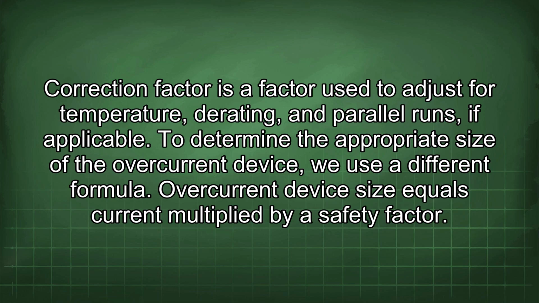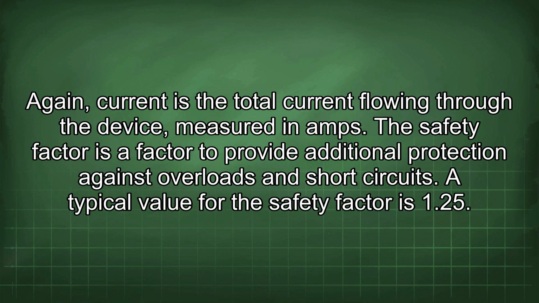To determine the appropriate size of the overcurrent device, we use a different formula. Overcurrent device size equals current multiplied by a safety factor. Again, current is the total current flowing through the device, measured in amps. The safety factor is a factor to provide additional protection against overloads and short circuits. A typical value for the safety factor is 1.25.